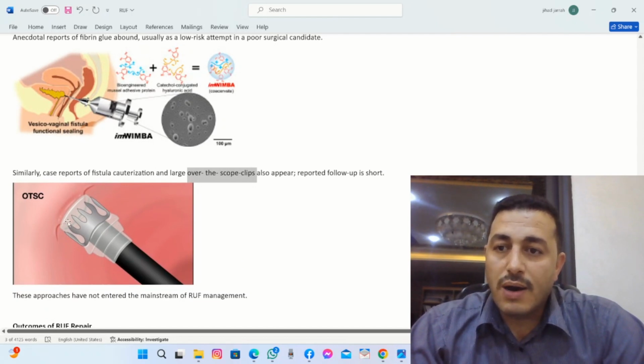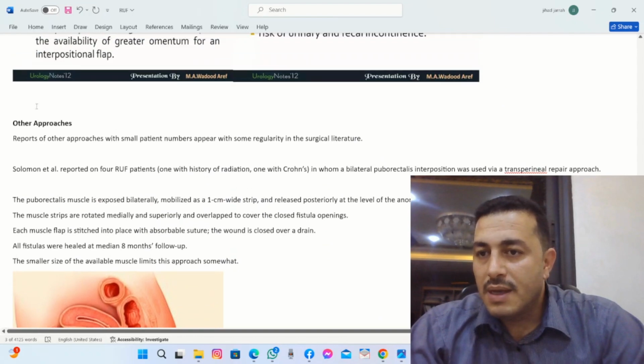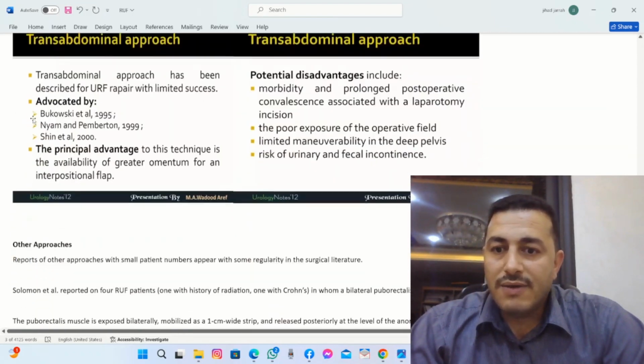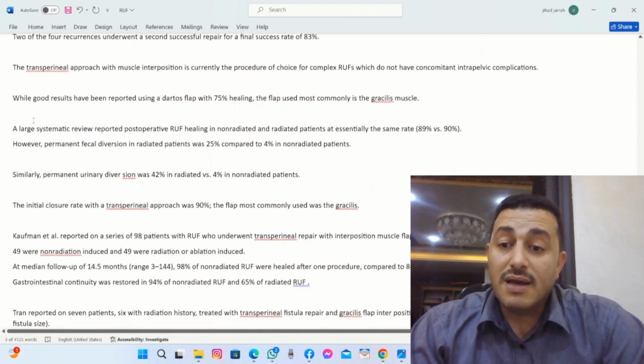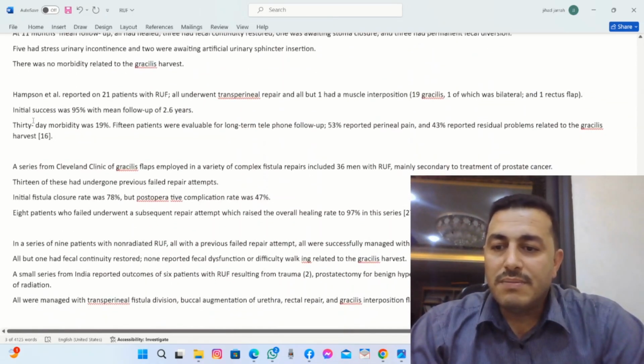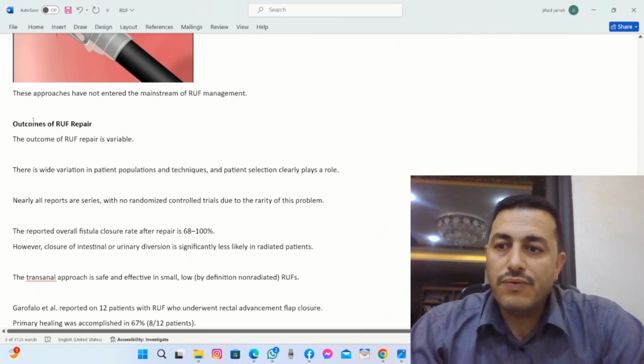This is how we put a clip. And okay, what else do we have? I think the last part of this lecture is a comparison between the different types of approaches.